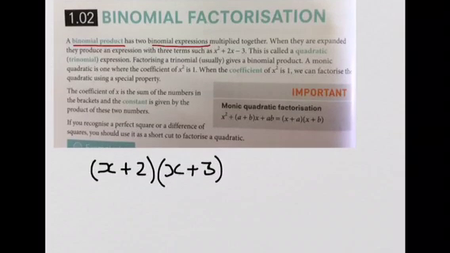Down here I've got x plus 2 multiplied by x plus 3. So these are multiplied together. So that is the product part of the binomial product, being that we're multiplying them. And there are two binomial expressions. So the first binomial expression is x plus 2, and the second binomial expression is x plus 3. So in each of these expressions there are two things. So that's where your two-number expression, or binomial expression, comes from.